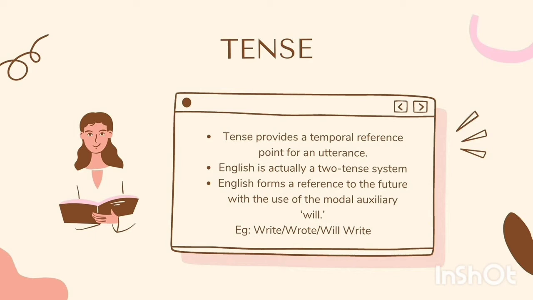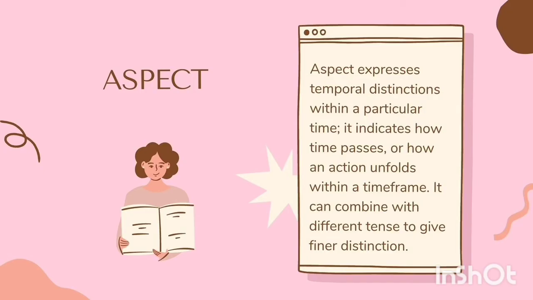English is actually a two-tense system, which is common among Germanic languages and found in many other languages such as Persian. English only marks a past and a non-past form inflectionally by adding the suffix d or its allomorphs t or ed to verbal stems. For example, decide and its past form decided, or by altering the vowel of the stem, that is, sing and its past form sang, grow and its past form grew, find and its past form found. English forms a reference to the future with the use of the modal auxiliary will. For example, write is the present form, its past form is wrote, and its future form is will write.